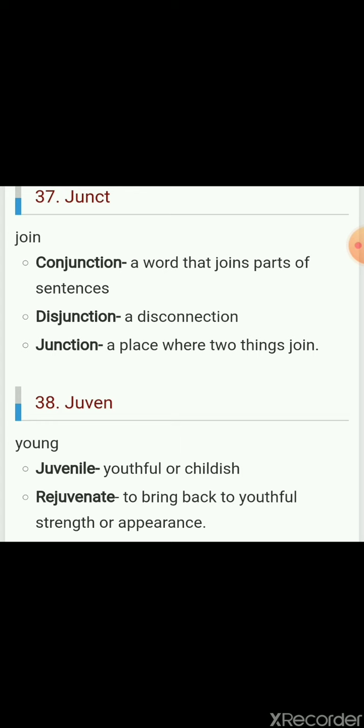Next we have juven. Juvenile, youthful or childish. Juvenile court, you have heard about juvenile courts. Rejuvenate, a technique. When we rejuvenate, we make the skin so healthy, we make the organs so healthy after detoxification in the morning. So we are using these concepts on a daily basis. If you are a good gym-goer, you know what it means, to bring back youthful strength or appearance. It doesn't mean that you are old. No, it means that on a daily basis you are using detoxification. You throw all the toxins out of the body through your gym, yoga and other ways.